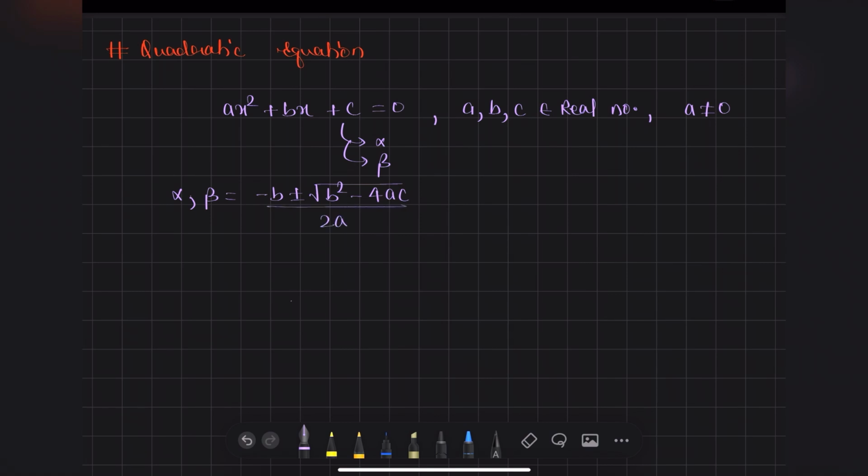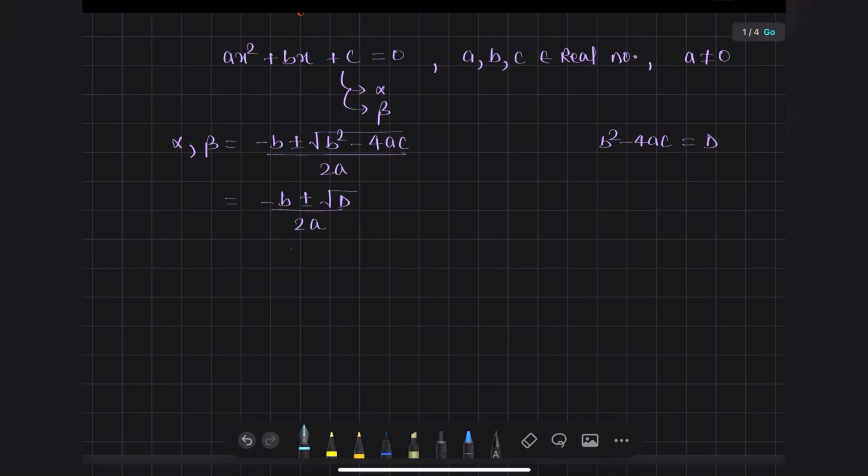Okay. Now this b square minus 4ac is also called the discriminant. Discriminant means it is a factor which is used to discriminate between the roots. Okay, so we can also write this as minus b plus minus root d by 2a. Okay, now we will go with the first part, that is sum of zeros.